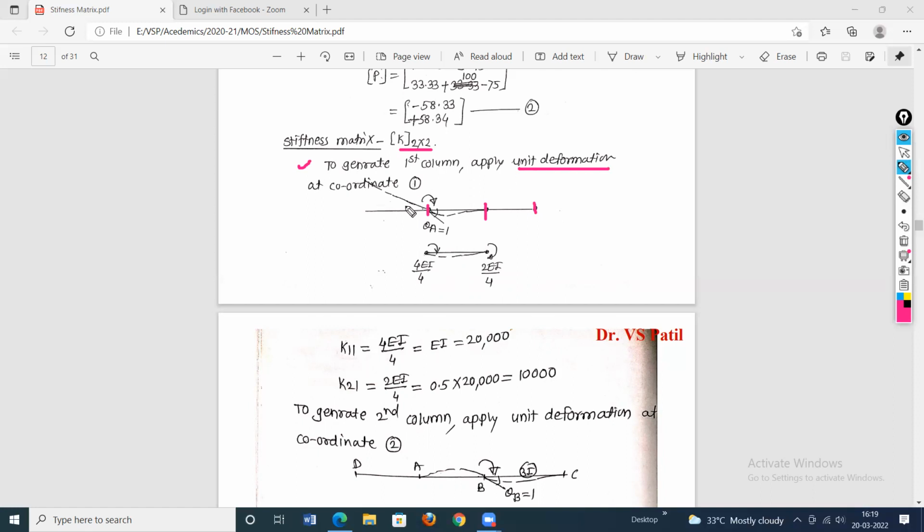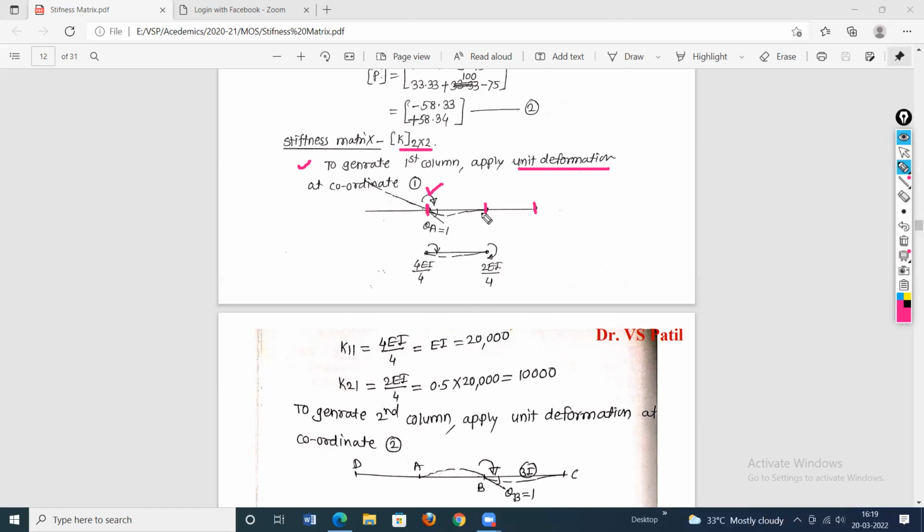Then apply unit deformation at coordinate 1. Now this is our coordinate 1. What is coordinate 1? Coordinate 1 is the rotation. Okay, coordinate 1 is the rotational force. So at coordinate 1, at A, apply the moment. How much moment is to be applied so that the slope at A will be equal to 1? Okay. Now, when the moment is applied at support A, how will the span deform?